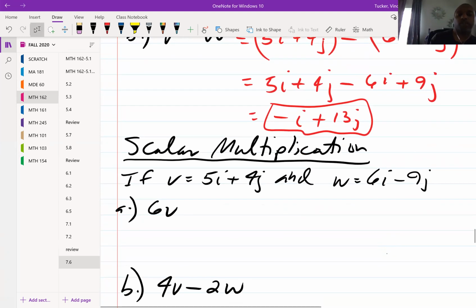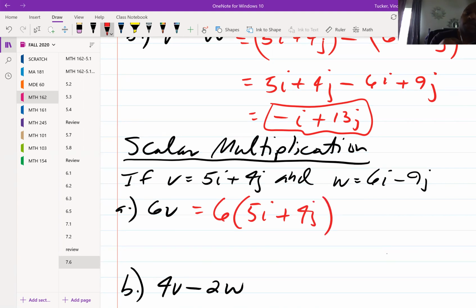All right, scalar multiplication. Remember, your scalars are just numbers that have value but no direction. So if I have 6v, that's 6 times 5i plus 4j, and all we'll do is distribute. That's 30i plus 24j.